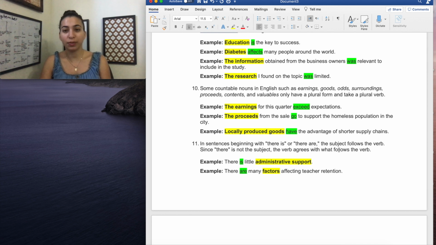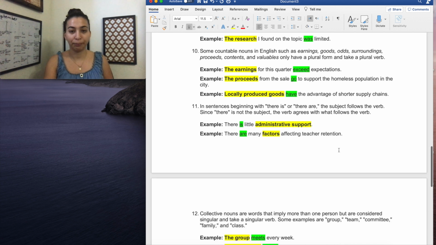Or the proceeds from the sales go to the support of the homeless population. It's not just one proceed, right? You can't just have one proceed. You usually have proceeds. I mean, you can count them, but generally speaking, they don't come alone. Like the earrings, there's usually not just one earring. There's usually two. And locally produced goods have the advantage of a shorter supply chain.